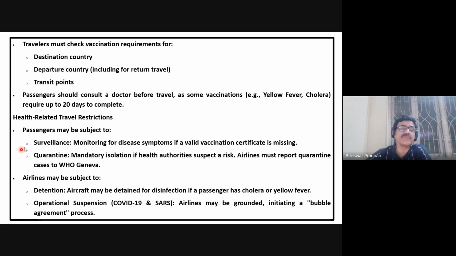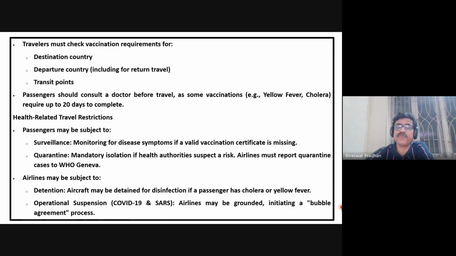Health-related travel restrictions. Passengers may be subject to surveillance, monitoring, and reporting of symptoms if a valid vaccination certificate is missing. Quarantine: mandatory isolation if the health authorities suspect a risk. An airline must report the quarantine cases to WHO Geneva. In pandemic cases, we have quarantine. Airlines may be subject to detention. The aircraft may be detained for disinfection if a passenger has cholera or yellow fever.